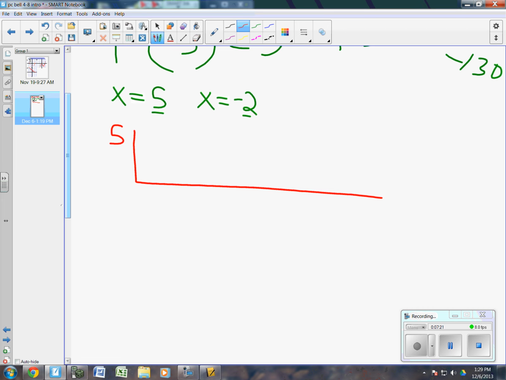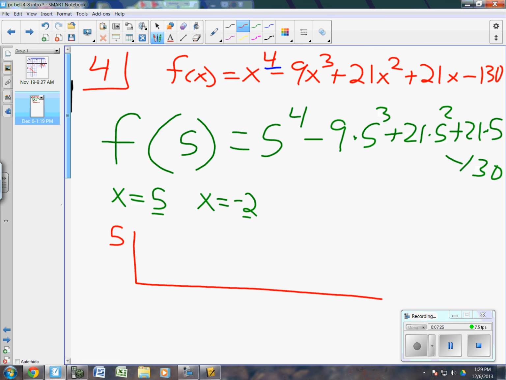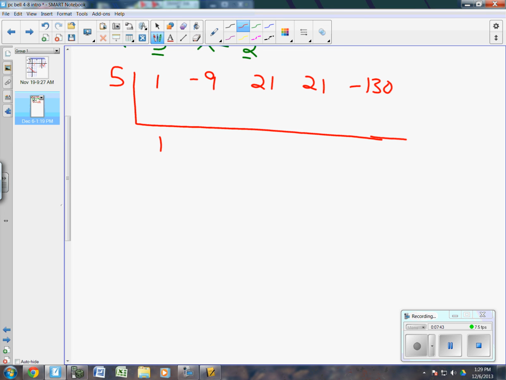What are my coefficients? Let's go up here and look. They are, well, before negative 9. Oh, okay. 1, negative 9, 21, and negative 130. Okay. And I bring down 1, and I can start right here. Okay, 5 times 1 is 5. Add, we get negative 4.